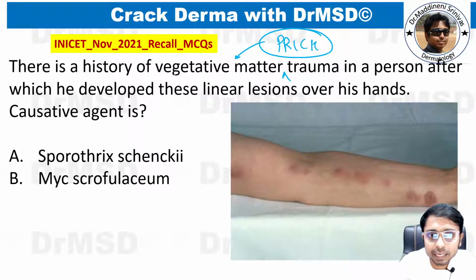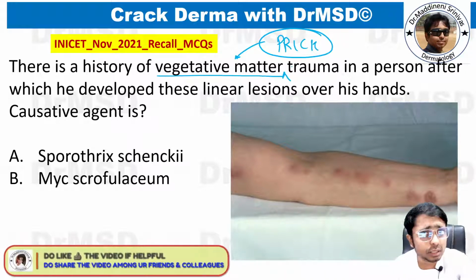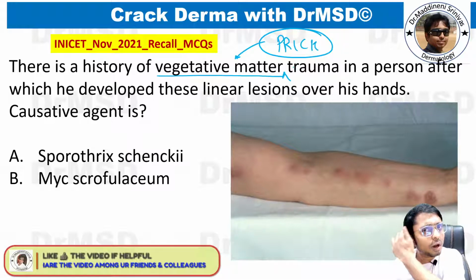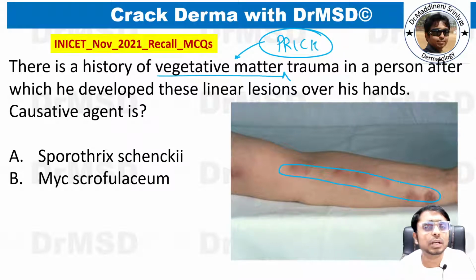So there is a prick with vegetative matter, or they can also mention a gardener who is taking care of rose plantations and there was a thorn prick. That can be a question. Or they can even give you a farmer who walks barefoot, gets a thorn prick or some prick, after which there is development of this kind of a linear lesion. So what is the diagnosis, or what is the organism?